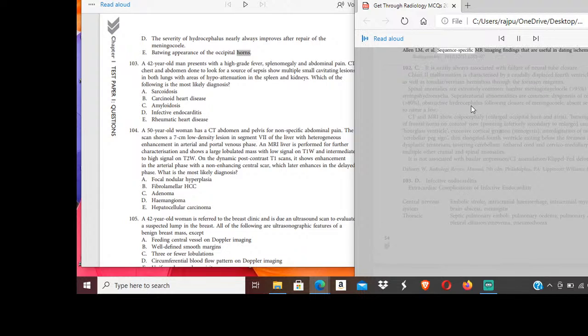Allen LM, et al. Sequence-specific MR imaging findings that are useful in dating ischemic stroke. Radiographics. 2012;32:85-97. 102. C. It is nearly always associated with failure of neural tube closure.